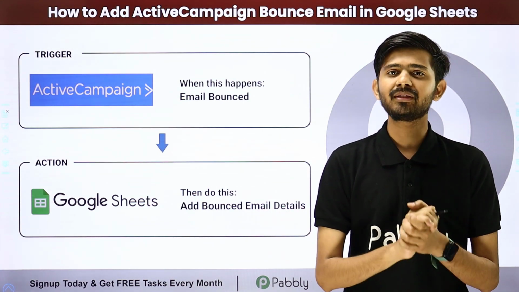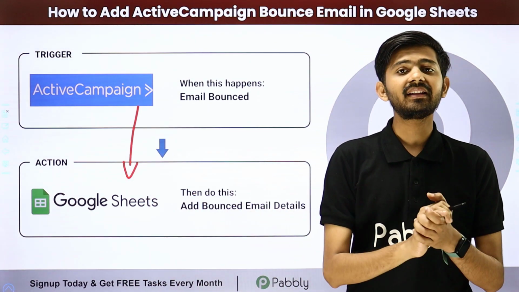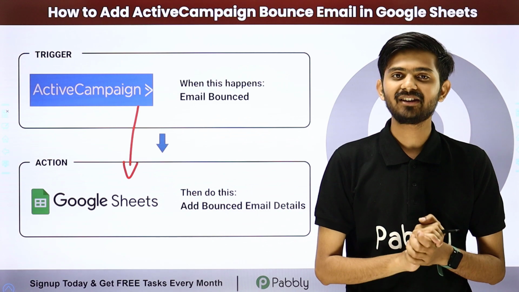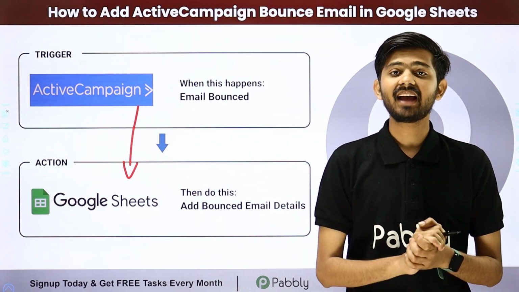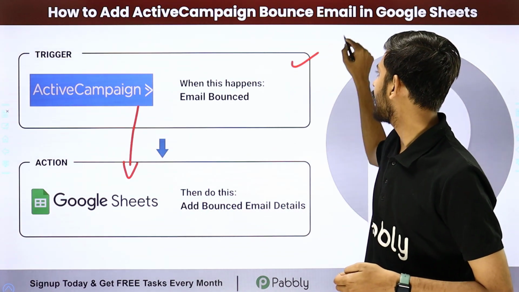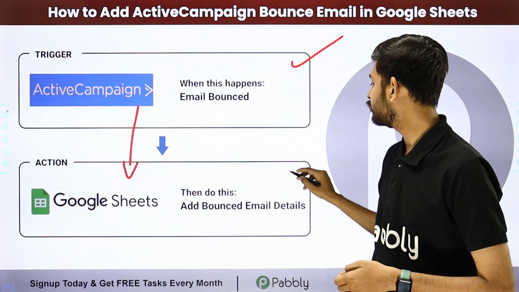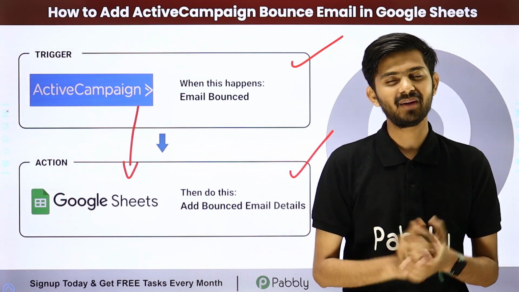For that, I have to simply build a connection between ActiveCampaign and Google Sheets. For building this connection, I'm going to use Pabbly Connect, which is an amazing software for automation and integration. In Pabbly Connect, I have to use trigger and action. In the trigger application, I'm going to use ActiveCampaign. In the action application, I'm going to use Google Sheets. So how I'm going to add these details, for that, let me take you to my computer screen.